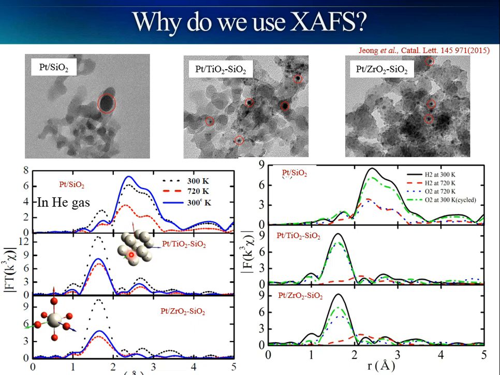The EXAFS at the platinum L3-edge reveals the local properties around the platinum atoms, such as the bond length from here to here, and the Debye-Waller factor or disorder. Now, even though you don't know the Fourier transform of the EXAFS, you can notice something happened in the circumstance around the platinum nanoparticles at different temperatures and different gases, right?